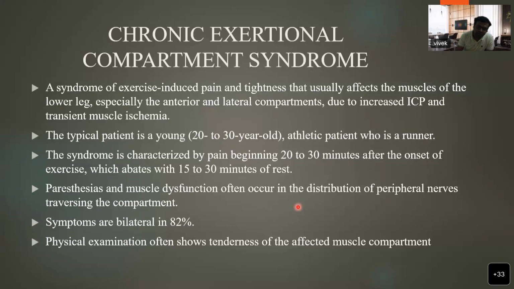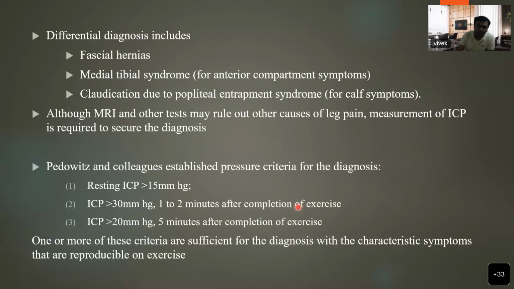On physical examination of this patient, you often find tenderness of the affected muscle compartment. Differential diagnosis for chronic exertional compartment syndrome includes fascial hernia, medial tibial syndrome, and claudication due to popliteal entrapment syndrome. Although MRI and other tests may rule out other causes of leg pain, measurement of intracompartmental pressure is required to secure the diagnosis of chronic exertional compartment syndrome.